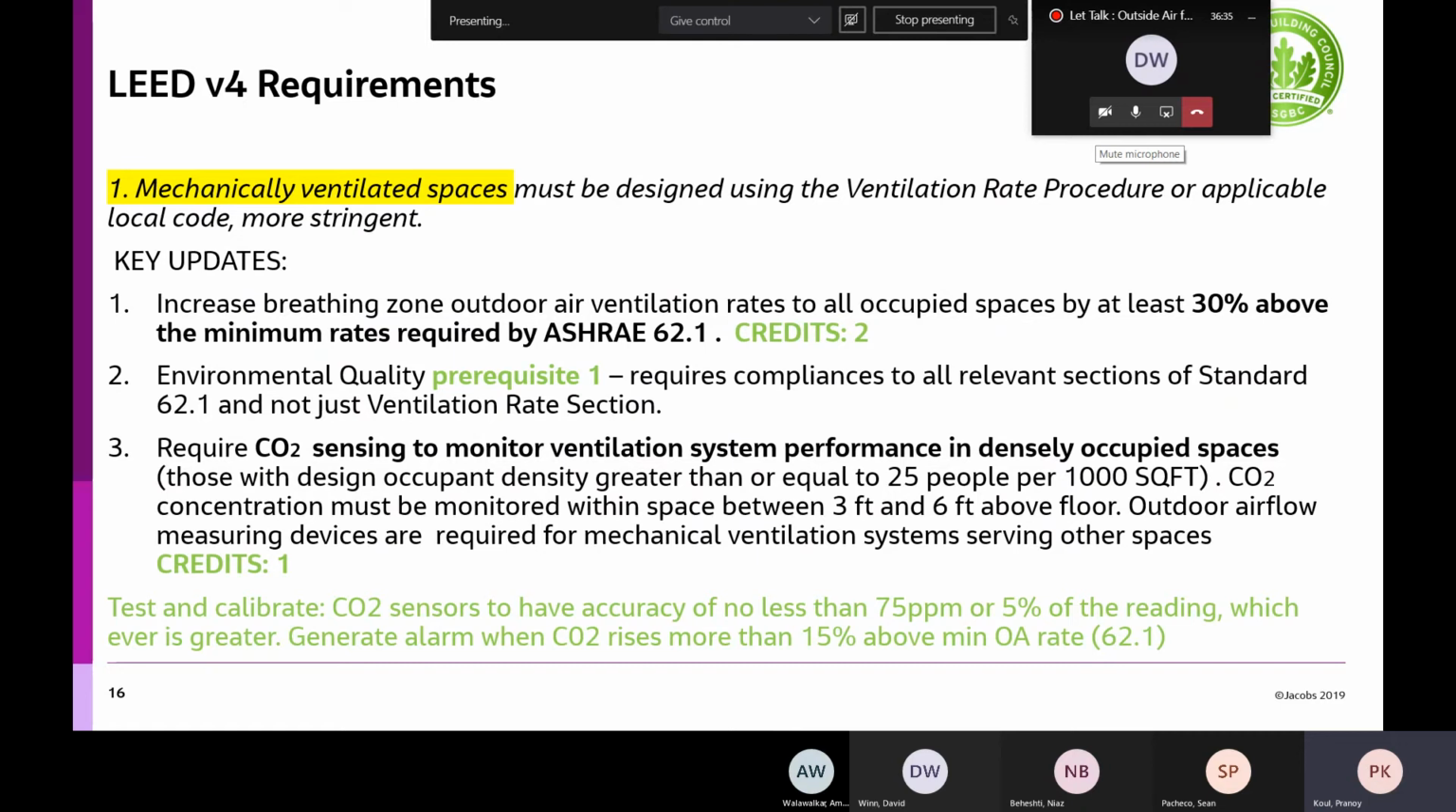The CO2 sensors have to have accuracy of no less than 75 ppm or 5% of the reading, whichever is greater. And if it rises more than 15% above the minimum outside air rate, the alarm should go off, indicating that the CO2 level has risen in that particular zone. So that is a requirement. If it does not generate an alarm, then you are going against the rule, and that again can cause a threat to the occupants who are in that breathing zone.